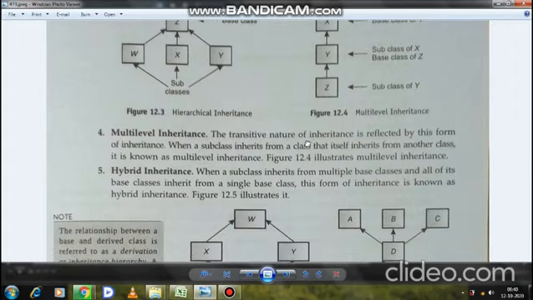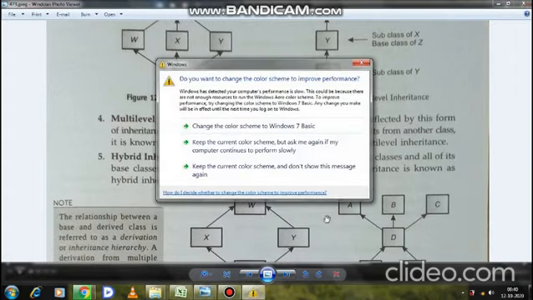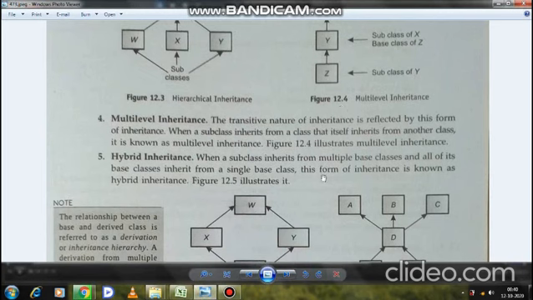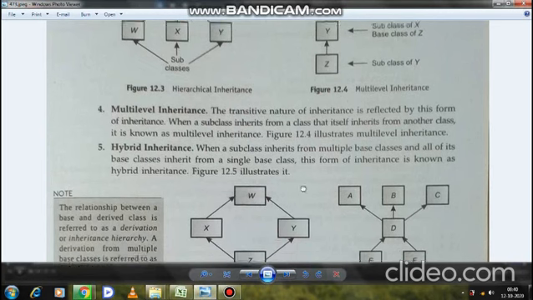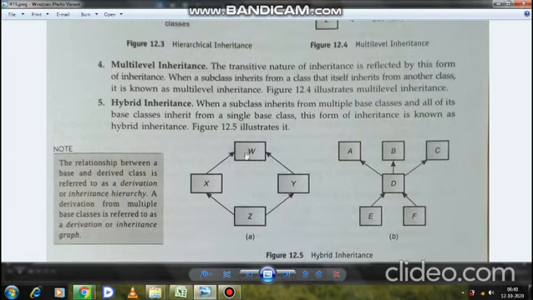Now, hybrid inheritance. Hybrid means mixture. It can happen that there is a single base class with multiple subclasses, or that there are multiple base classes with a single subclass. That is, when a subclass inherits from multiple base classes and all of its base classes inherit from a single base class. This type of inheritance is known as hybrid inheritance.